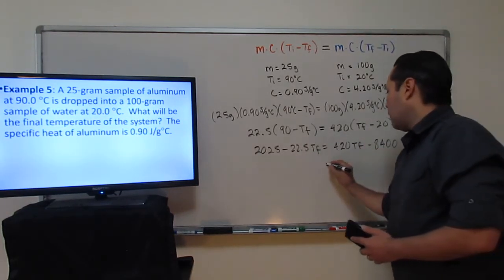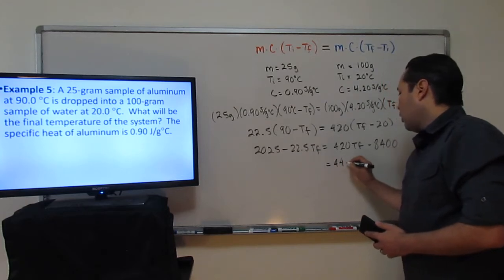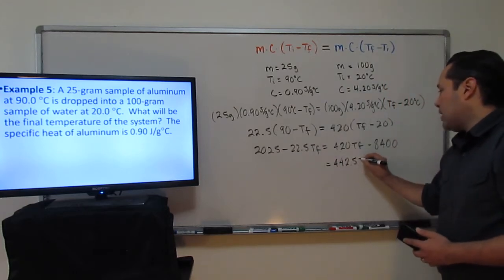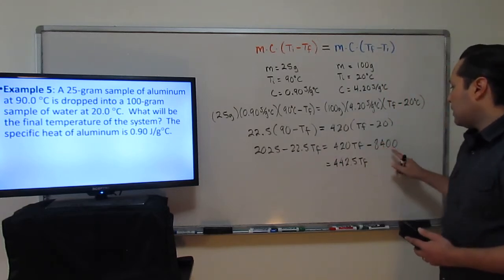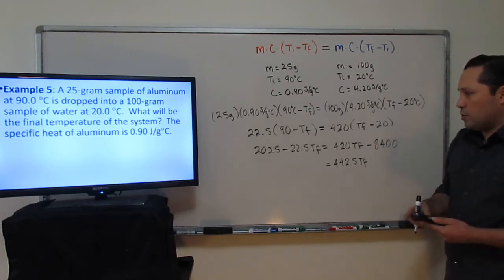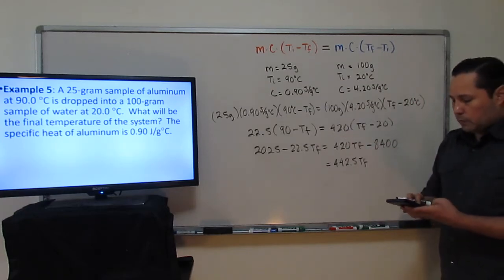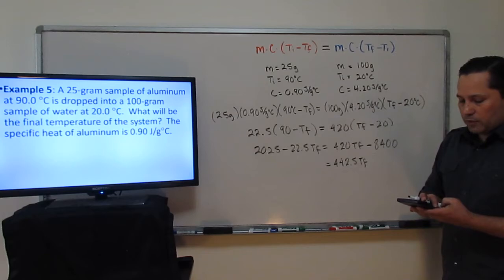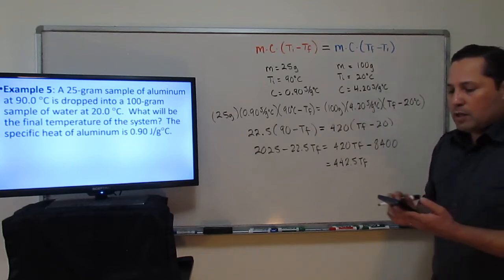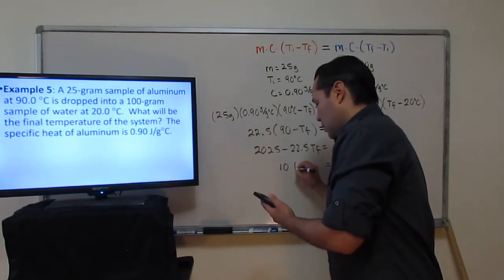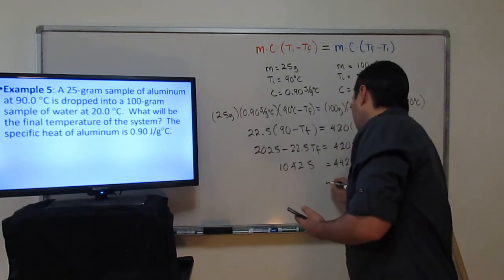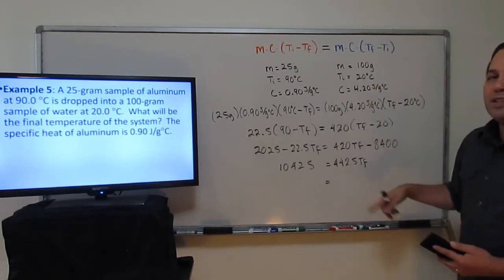So that's going to give me 442.5 TF. And I want to add 8,400 to the 2025. That's going to give me 10,425. Final step, I just want the TF all by itself.